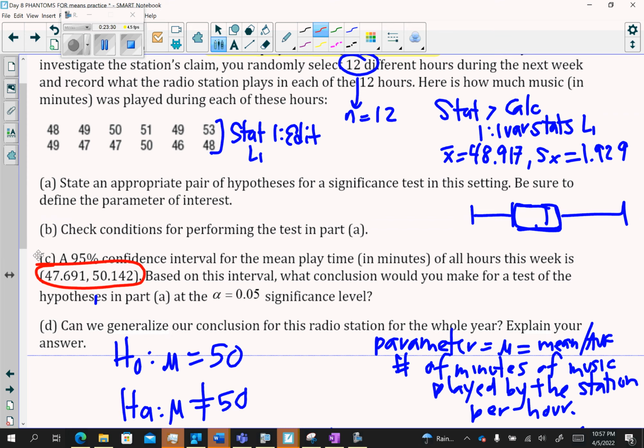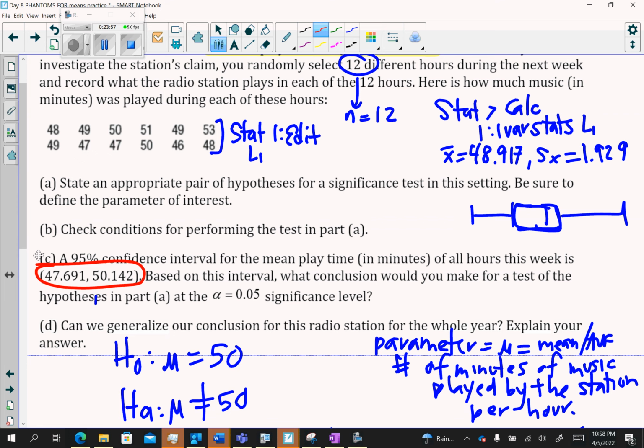Based on the interval, what conclusion would you make for a test of hypotheses in part A? So what this is saying is, even if you had not actually gone forward and done the entire test, which is the test statistic and doing the test, finding the p-value and all of that, if they just gave you an interval, which they did, and they said, here's the interval we made, what would be your conclusion?